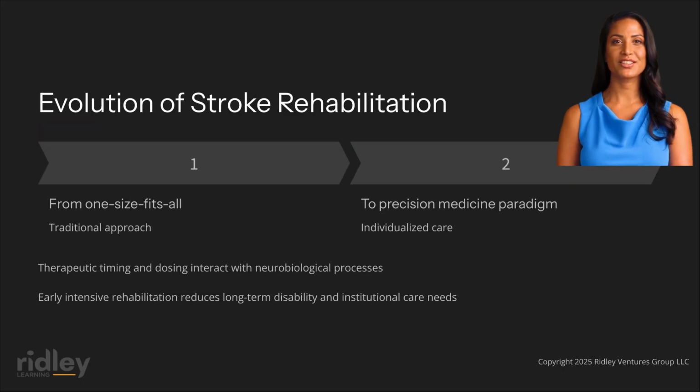Contemporary stroke rehabilitation has evolved from a one-size-fits-all approach to a precision medicine paradigm that considers individual patient characteristics, stroke severity, comorbid conditions, and recovery phase when designing intervention protocols. This evolution reflects accumulating evidence that therapeutic timing and dosing interact with underlying neurobiological processes in ways that can either enhance or impede recovery. The challenge for us as clinicians lies in synthesizing this evidence into actionable protocols that can be implemented across diverse practice settings while maintaining fidelity to evidence-based principles.